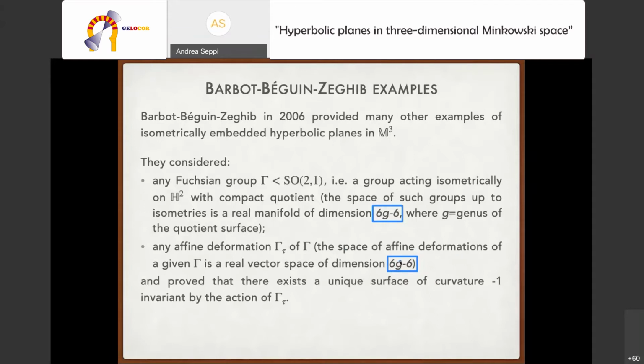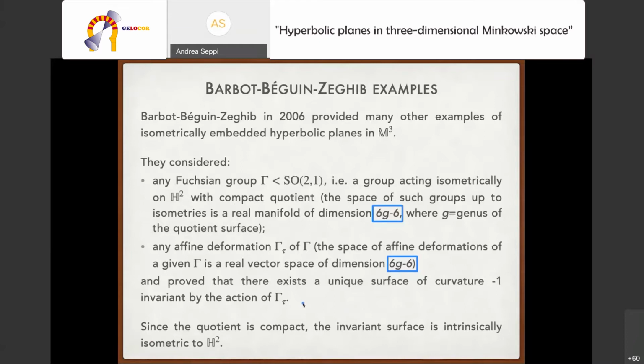And they proved that for every affine deformation of gamma, there exists a unique surface which has constant curvature -1, and it is invariant by the action of this affine deformation of gamma. So the quotient is a hyperbolic surface, and since the universal cover of any closed hyperbolic surface is H2, these invariant surfaces give many other examples of hyperbolic planes in Minkowski 3-space.